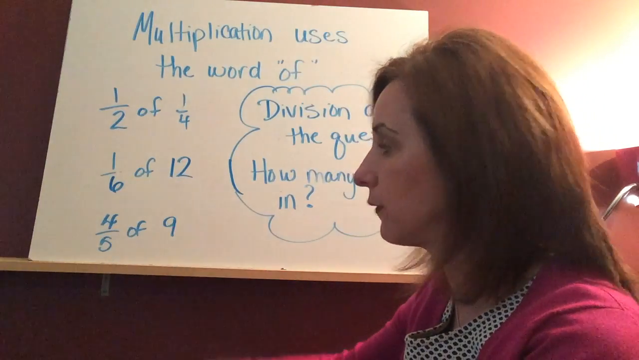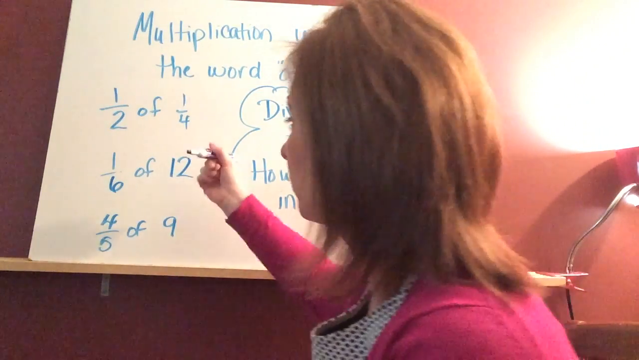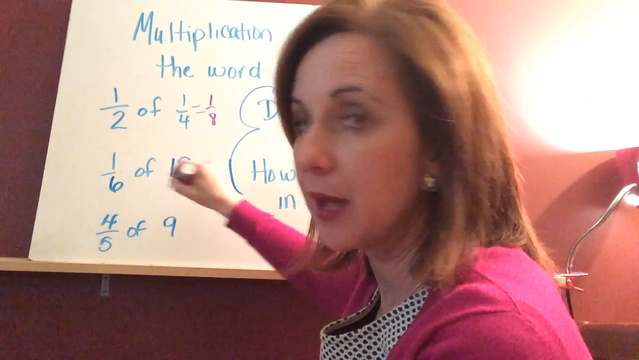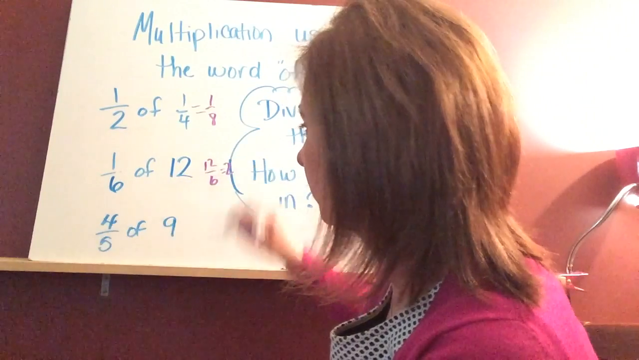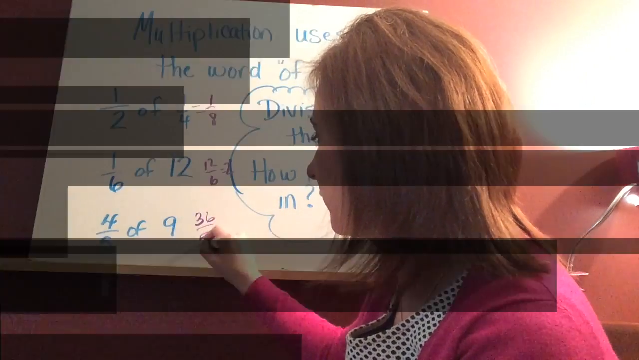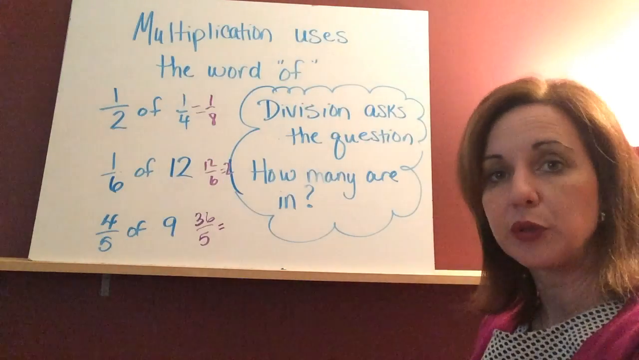What is 1/6 of 12? And 4/5 of 9? And you've gotten to the point where you can easily figure out that this is 1/8 across the top, across the bottom. This is 12/6, which we know simplifies to 2. And this is 36/5. Multiplication answers the word of. Division answers the question, how many are in?